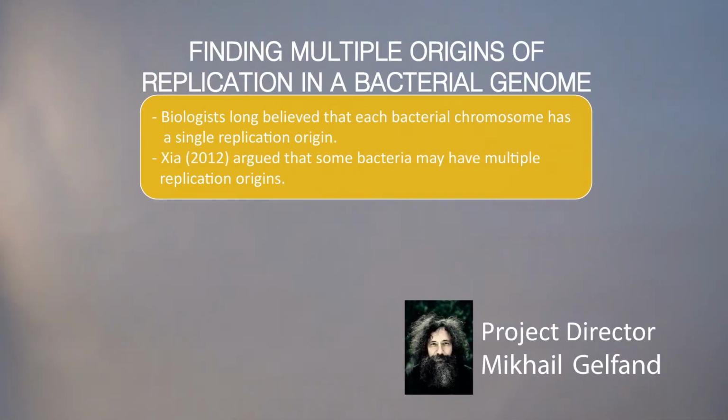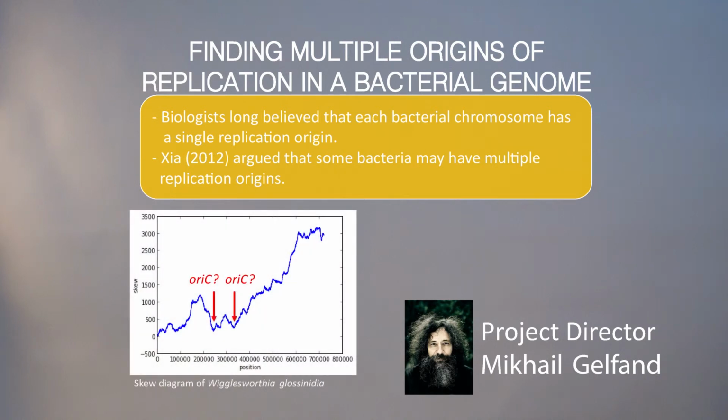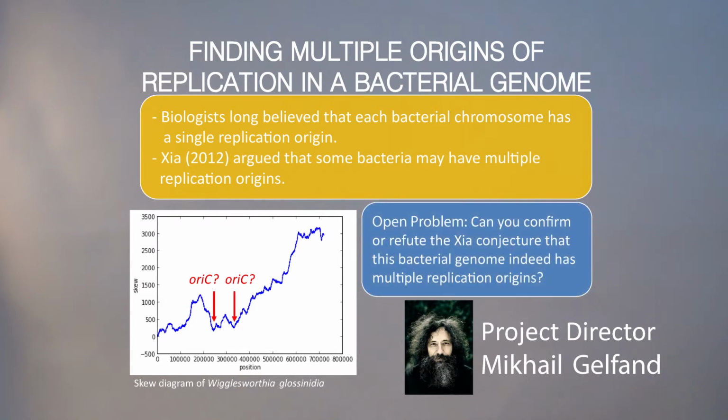The first project will test the old dogma of bacterial replication. As I told you, bacteria have a unique single replication origin. But recently, in 2012, researchers conjectured that maybe this is wrong. In particular, if you look at this skew diagram for the genome that lives in the guts of the tsetse fly, you see that maybe, just maybe, it has 2 replication origins. But there is no definite proof yet.